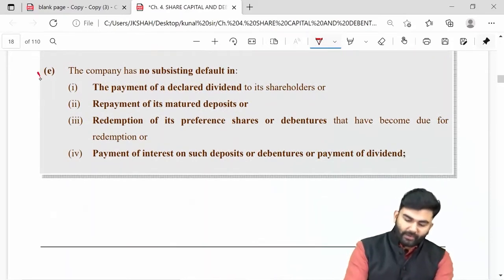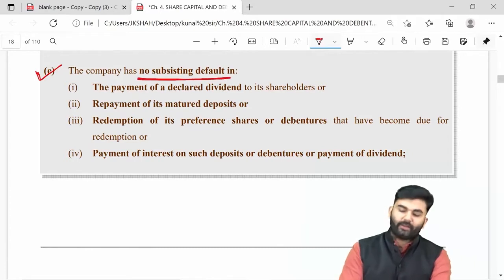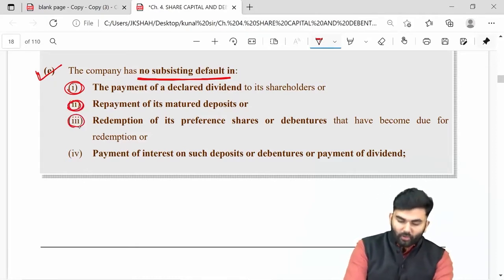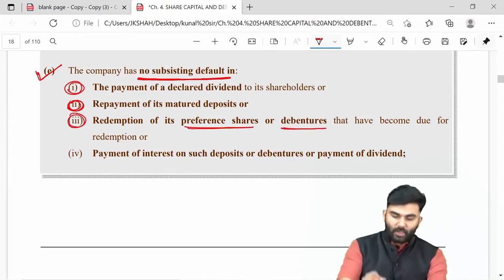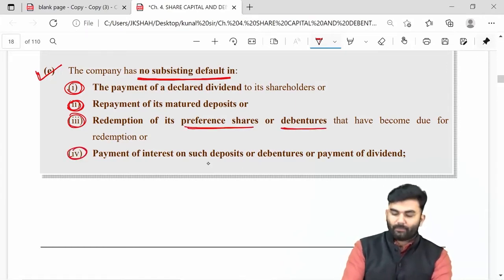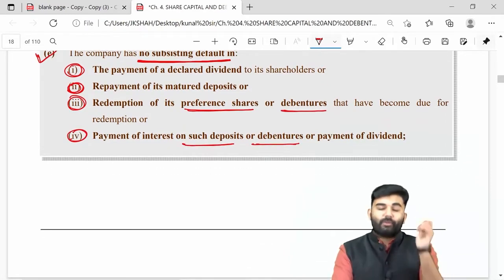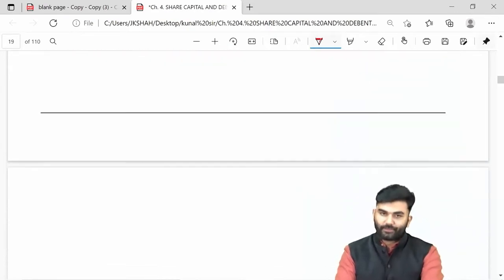The lawmaker says the company should have no subsisting default either in payment of declared dividend, or in repayment of matured deposits, or in redemption of preference shares or redemption of debentures, or in payment of interest on deposits or debentures. There has to be no subsisting default in any of these 4 places.